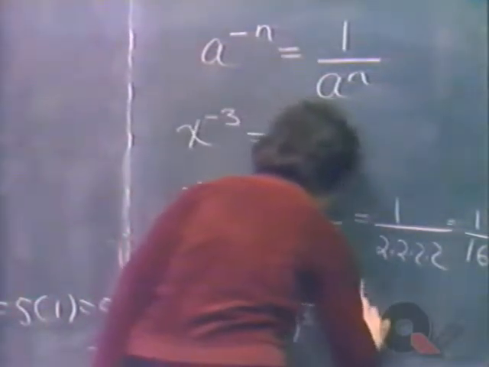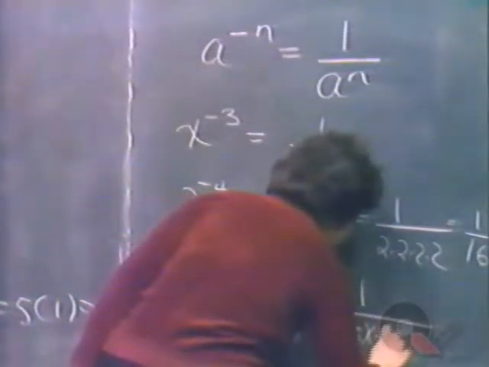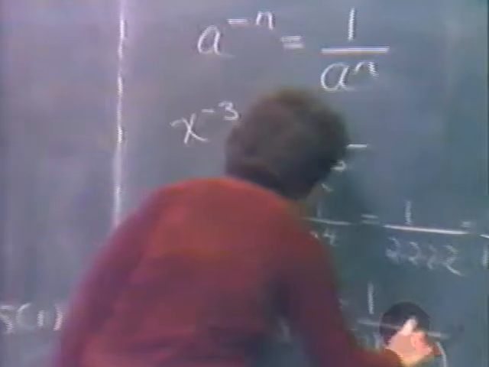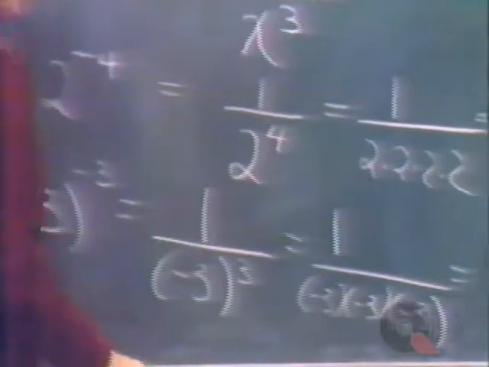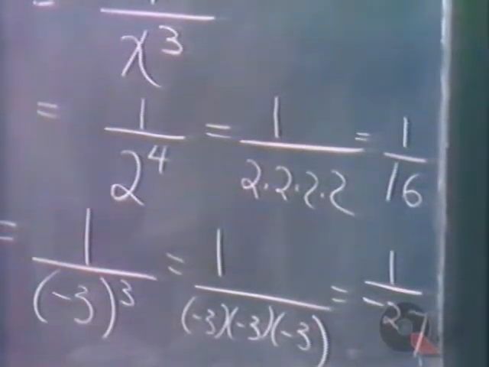Then it's 1 over, now it's minus 3 cubed. It's minus 3 times minus 3 times minus 3. 1 over minus 27, or minus 1 over 27. You can write it either way.